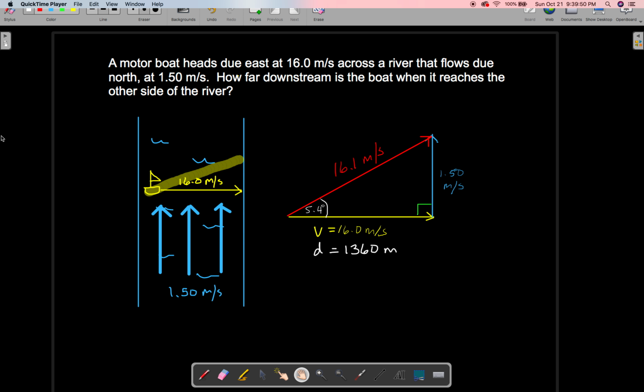In this motorboat question, the question that we're being asked now is how far downstream is the boat when it reaches the other side of the river? So just a little bit of background of what this question is asking.